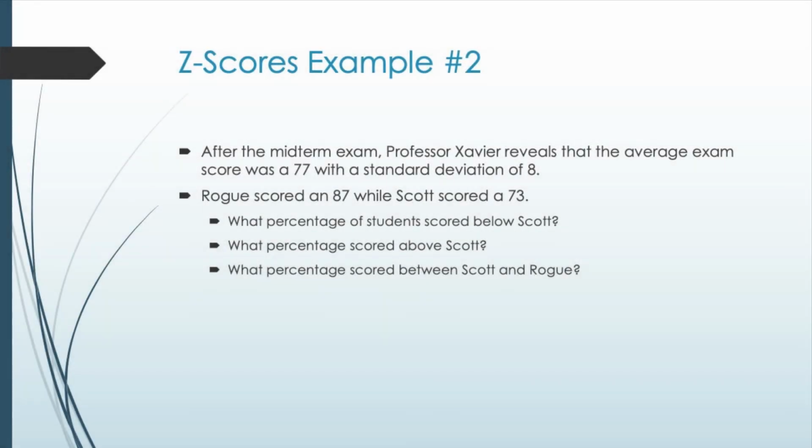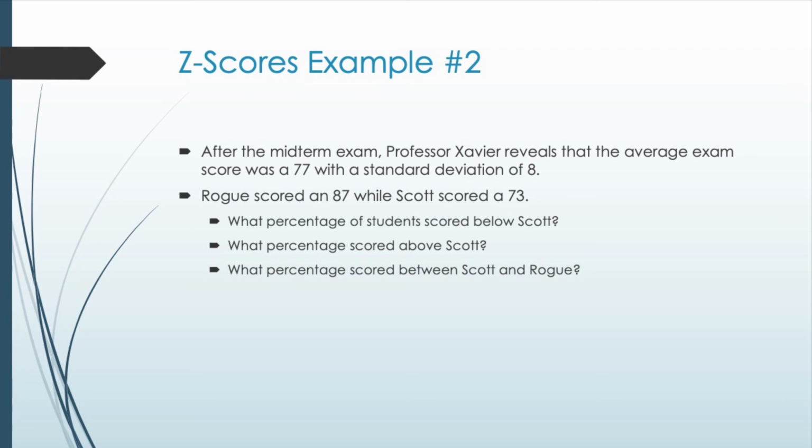Okay, so we're going to stay with the same example with the midterm with the average of 77 and the standard deviation of 8. But now we're going to throw another score of interest in. So we know that Rogue scored an 87, and now we're incorporating a new student, Scott, who scored a 73.